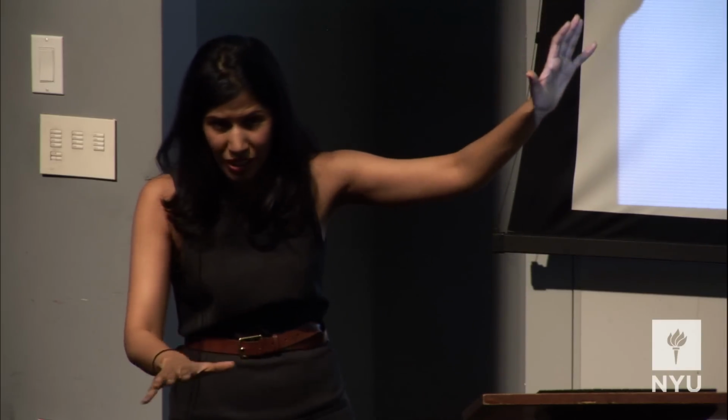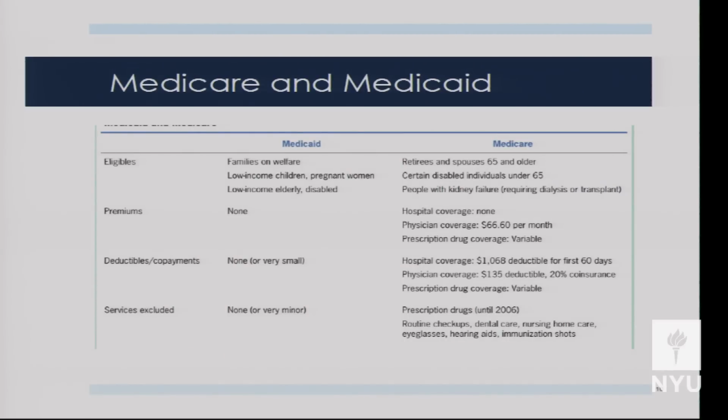Medicare is old people. Medicaid is poor people. There are people who are on both. They are poor old people, right? So Medicare is old people, Medicaid is poor people. There are people on Medicare who are on disability insurance. They're a special group.